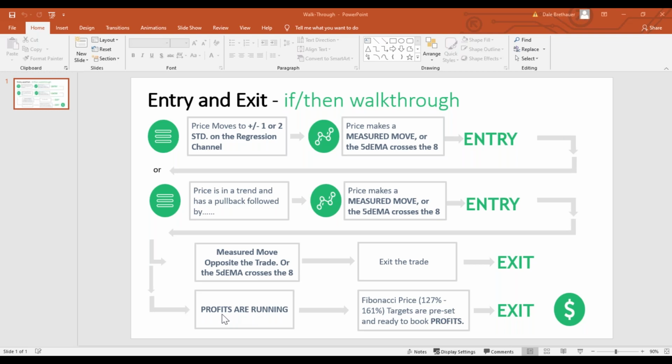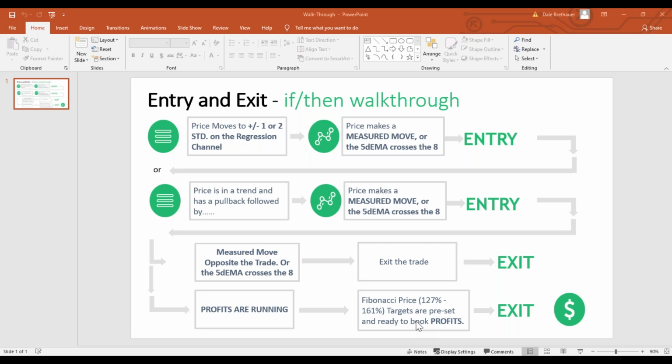Now, if it's running, if it's profitable, we just let it run till we get around the Fibonacci's of 127, 161. We can preset them. I wouldn't want to put in a limit order or a good till canceled on that, because even a limit order, when it hits that point, becomes a market order. So you can lose some of the slippage between the bid and the ask.